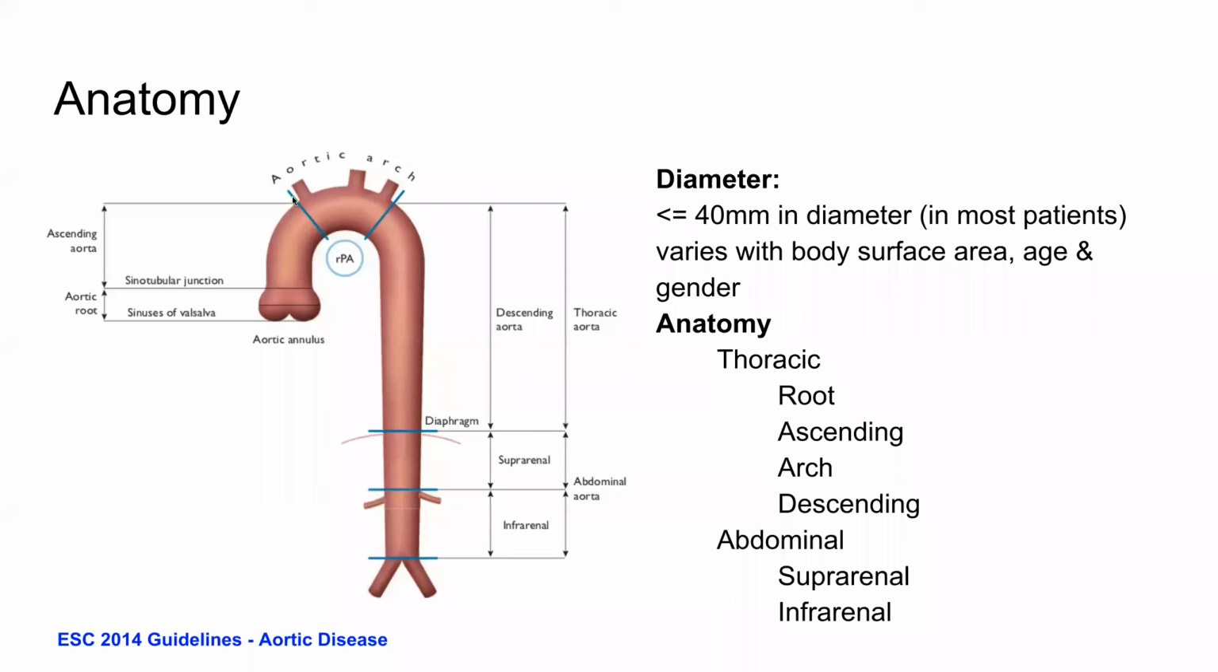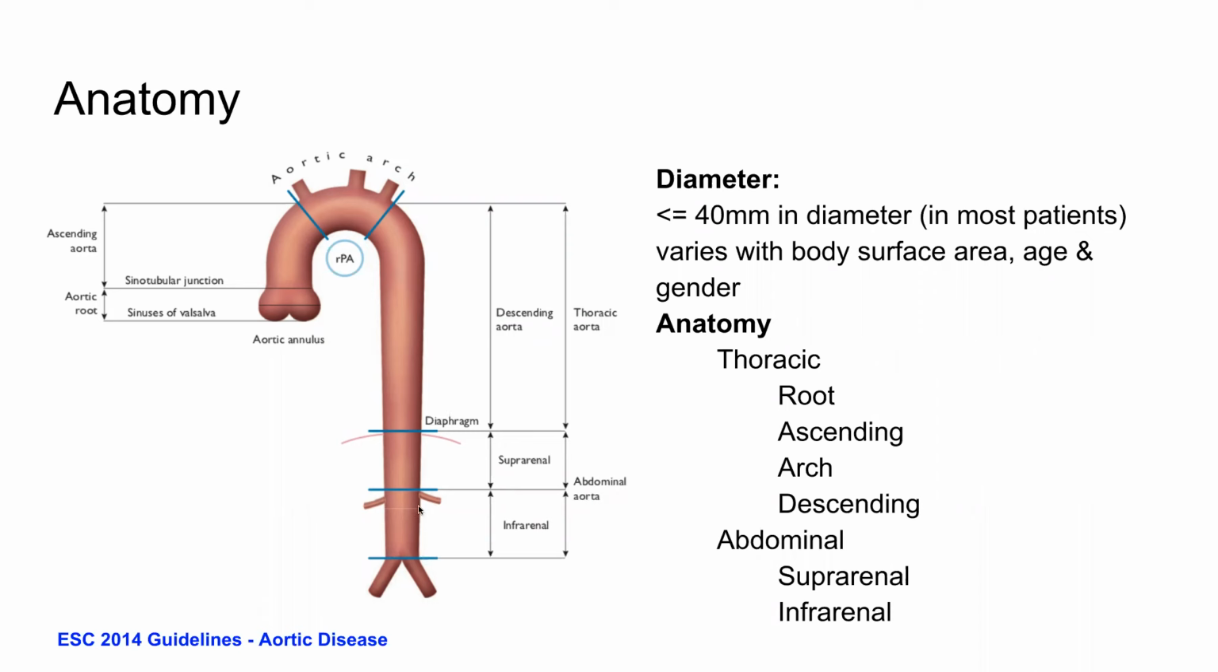The aortic arch is where the branches come off. It ends at the left subclavian artery. Then you have the descending aorta, which is thoracic, and then after the diaphragm, it becomes abdominal. Now, this is also important to know that the abdominal aorta is divided into infrarenal and suprarenal. Suprarenal means it's above the kidney, above the renal arteries. Infrarenal means it's below the renal arteries. And this demarcation will also determine how you treat it.